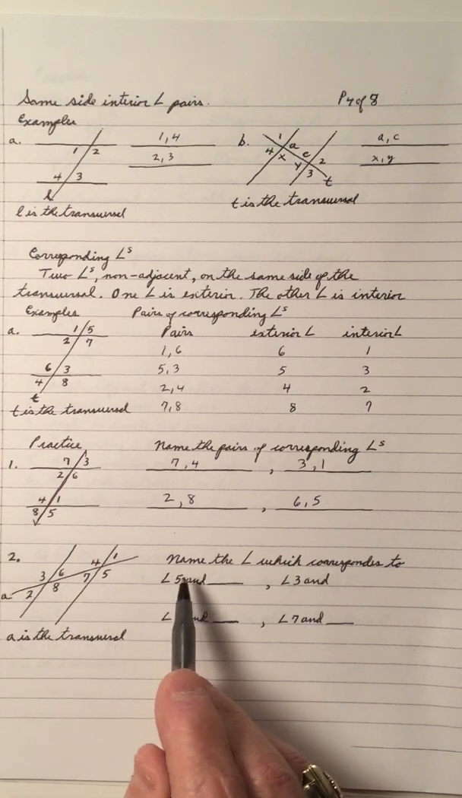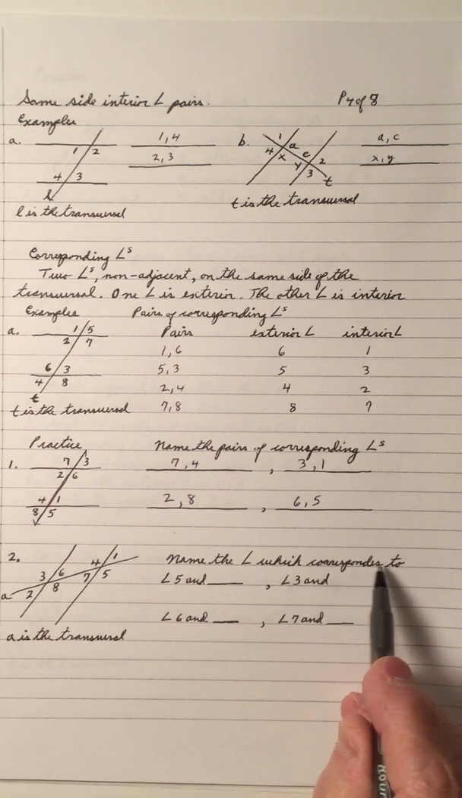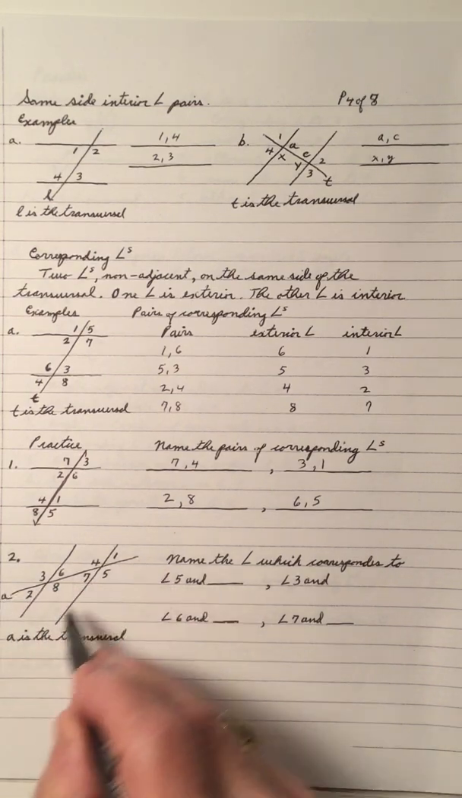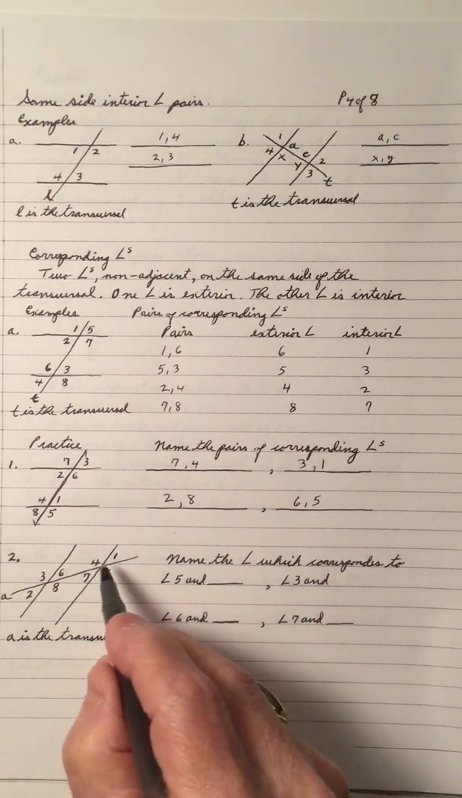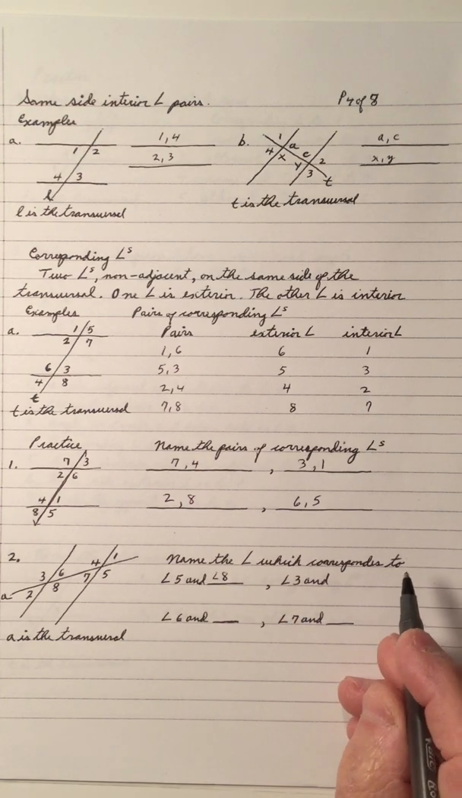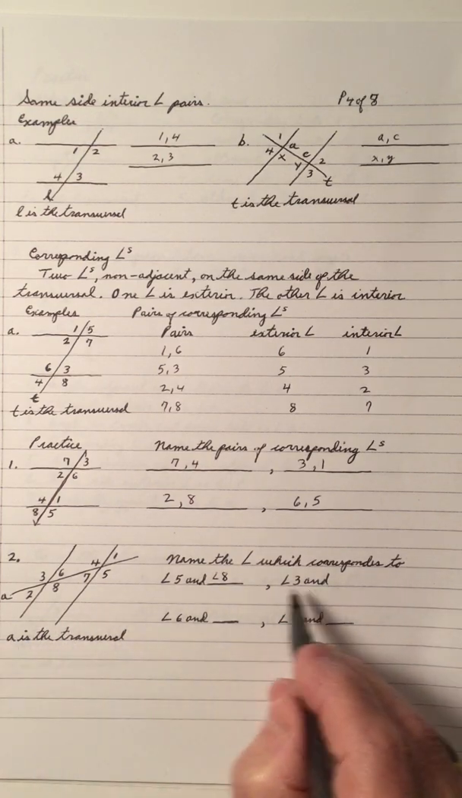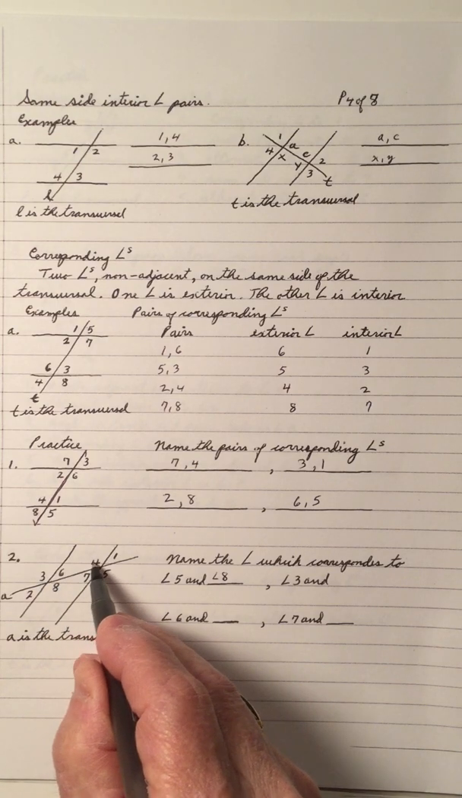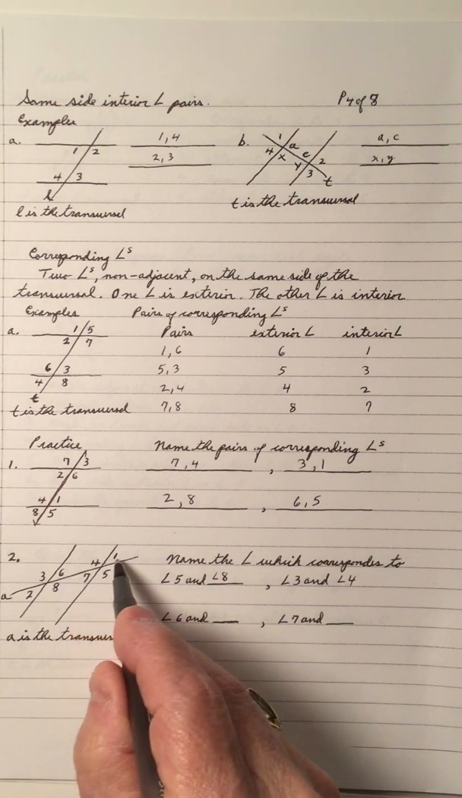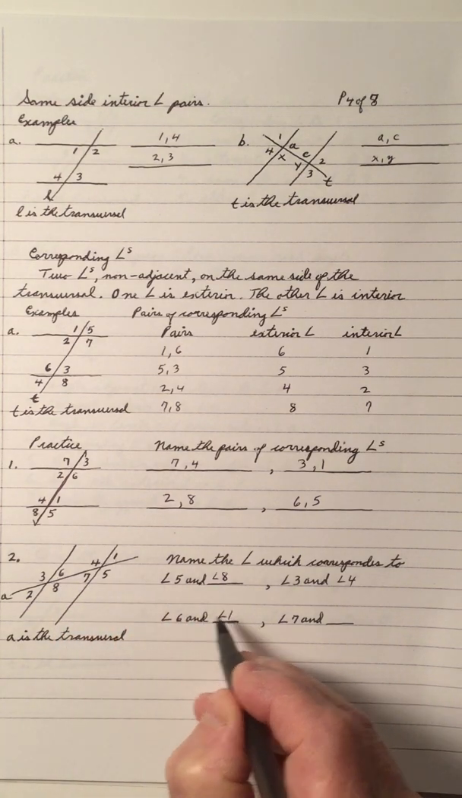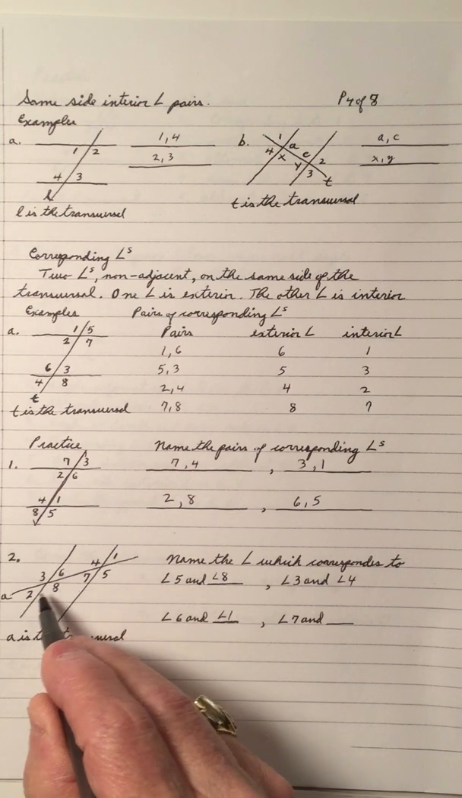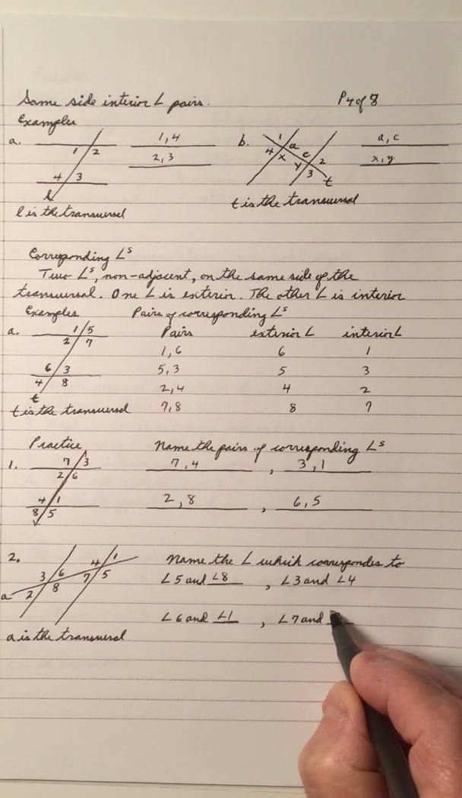And number 2, name the angle which corresponds to 5 in this diagram. Notice A is the transversal, you're told, that cuts 2 lines. So corresponding to angle 5 would be angle 8. You want to put the angle there. And corresponding to 3, 3 is exterior, we need an interior, 4. And 6 is interior, we need to correspond with angle 1. Interior, exterior on the same side. And if we have 7 as interior, we need an exterior, which is 2 on the same side.